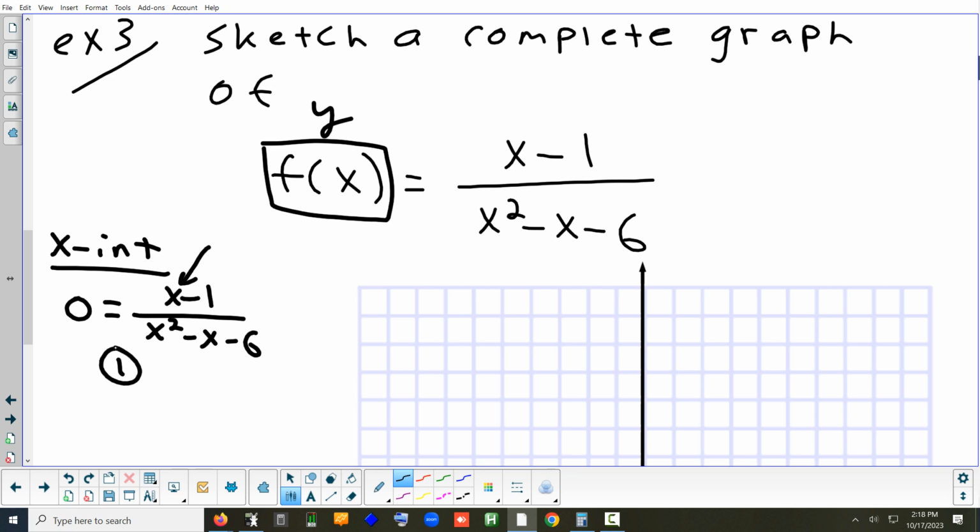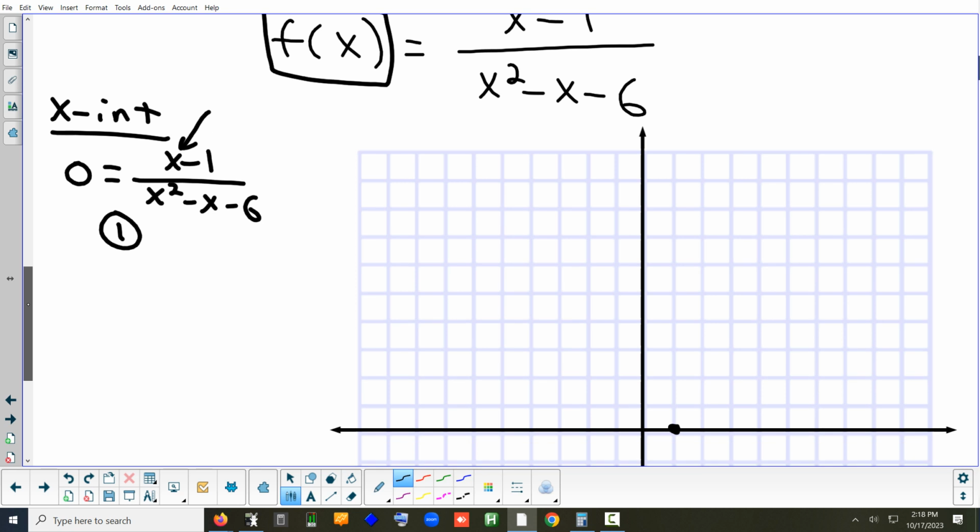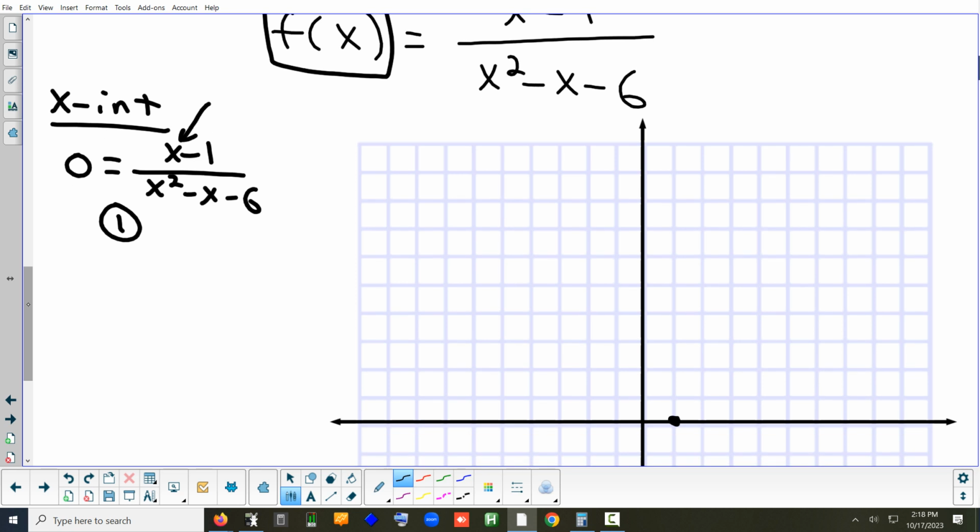So the x-intercept is basically when the numerator is 0. It doesn't matter about the denominator. So your x-intercept is at 1, and that's a point on our graph. What's the other intercept we can find? Y. Yeah, you can find the y-intercept.